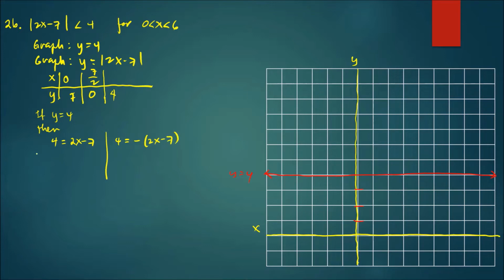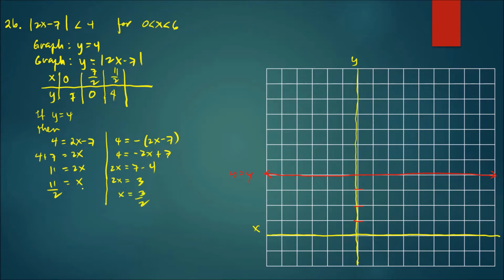Okay, so for x, we have 4 plus 7 is equal to 2x, or that is 11 is equal to 2x, or that would be x is equal to 11 over 2. So that would be our first point, 11 over 2, 4. At the other side, we have 4 is equal to negative 2x plus 7, or that would be 2x is equal to 7 minus 4, or 2x is equal to 3, or x is equal to 3 by 2. Okay, so that would be 3 by 2, 4.